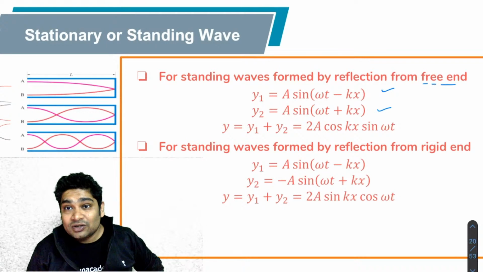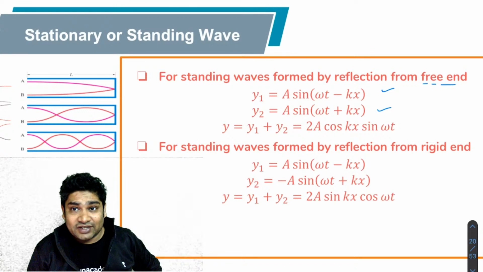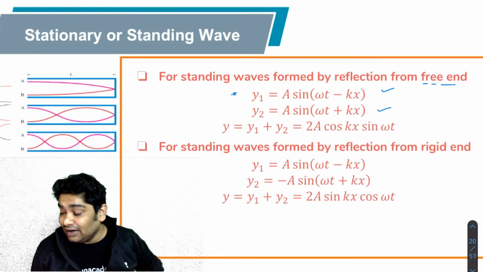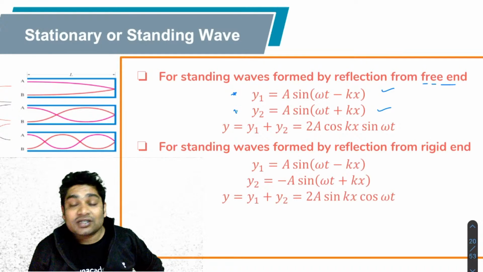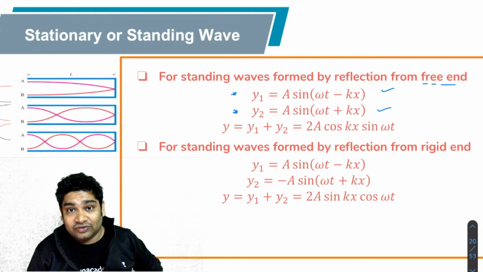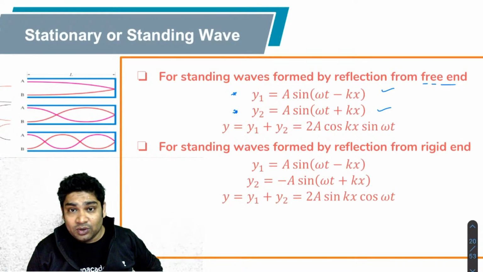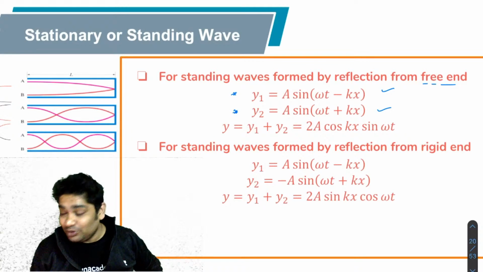Suppose the reflection is happening from a free end. The incident wave equation will look like this, and the reflected wave equation will look like this. If you find the superposition of these, the resultant wave equation would be y1 plus y2. What you can do is apply the formula sine A plus sine B equals 2 sine of (A plus B) by 2 into cos of (A minus B) by 2. You get this equation.